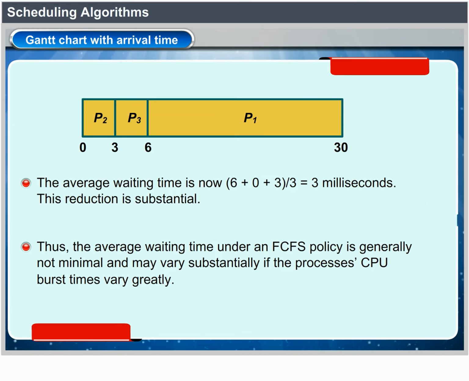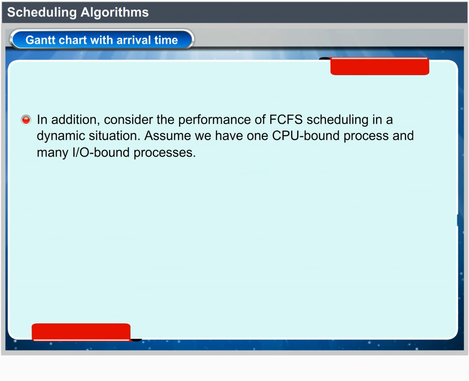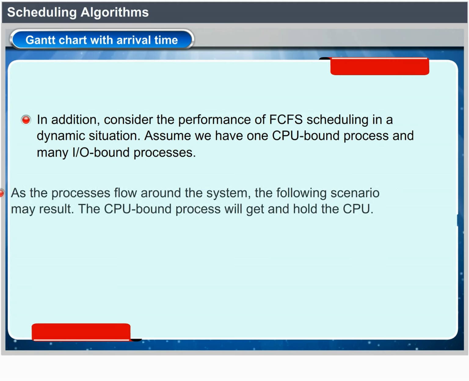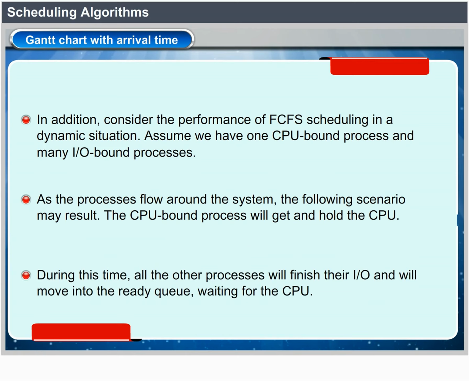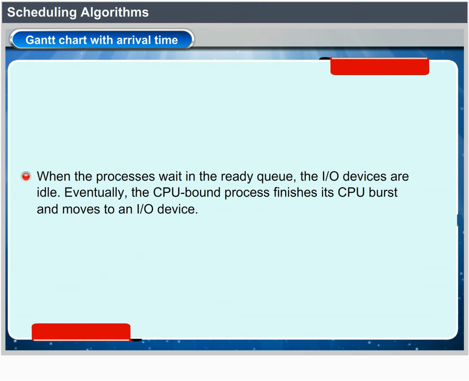In addition, consider the performance of FCFS scheduling in a dynamic situation. Assume we have one CPU-bound process and many input-output-bound processes. As the processes flow around the system, the following scenario may result. The CPU-bound process will get and hold the CPU. During this time, all the other processes will finish their input-output and will move into the ready queue, waiting for the CPU. While the processes wait in the ready queue, the input-output devices idle. Eventually, the CPU-bound process finishes its CPU burst and moves to an input-output device.